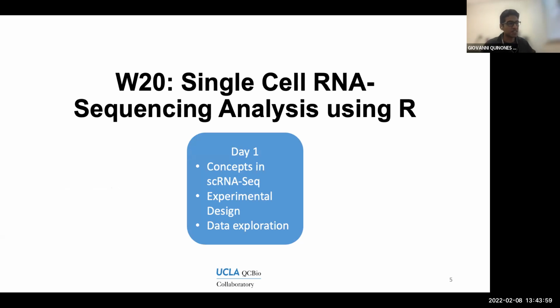So we're going to get started. This is the plan for today. We're going to start with the concepts in single-cell RNA sequencing, experimental design, and towards the end, we're going to do some data exploration.